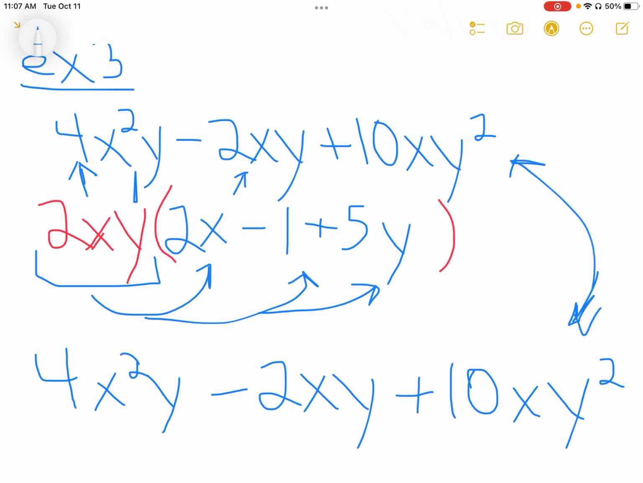So that is a way of double checking that what I factored out is correct, right? If I can multiply it back out and get the exact same thing, then I can be confident that I got the right answer. All right.